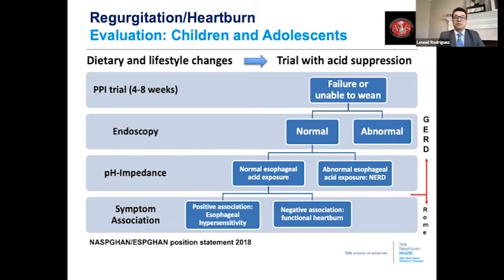It is important to mention that we still consider those that have abnormal acid exposure as part of the reflux category, and those that have only a symptom association or no symptom association but normal esophageal acid exposure as part of functional esophageal disorders according to the Rome criteria, classified in adults but not truly validated in pediatrics yet.